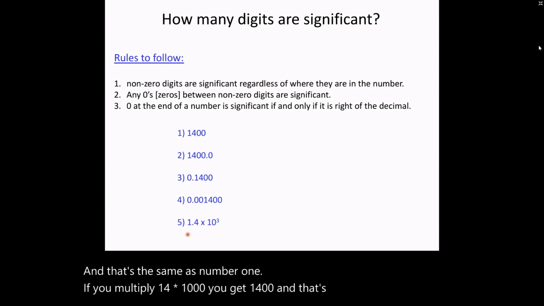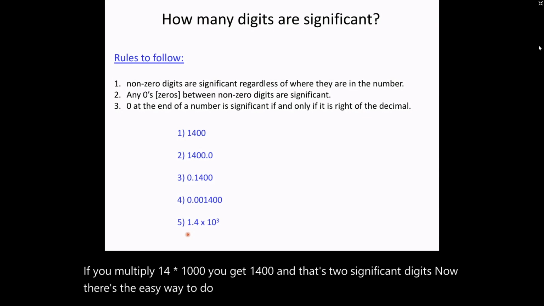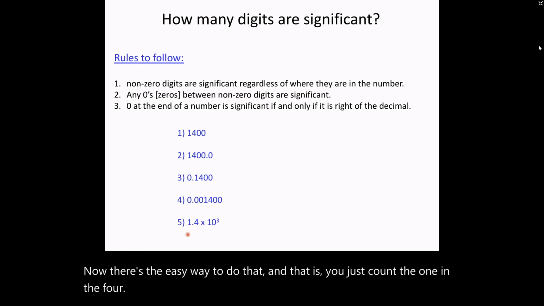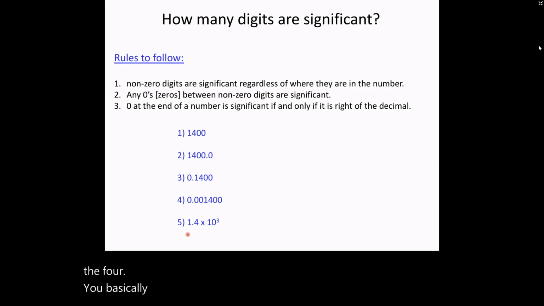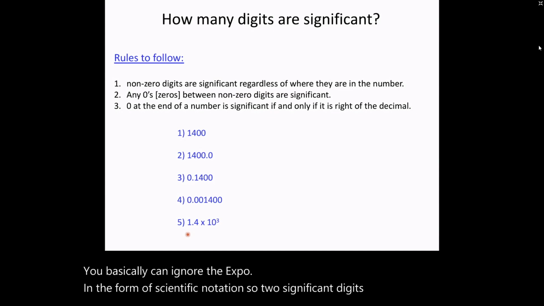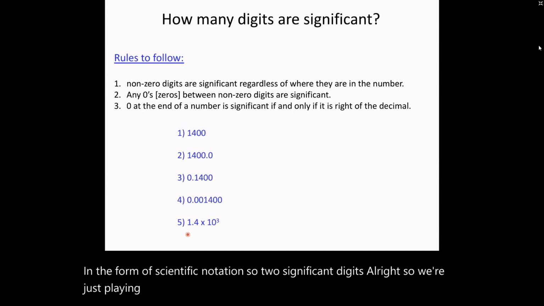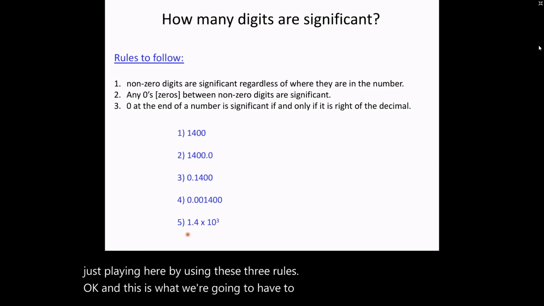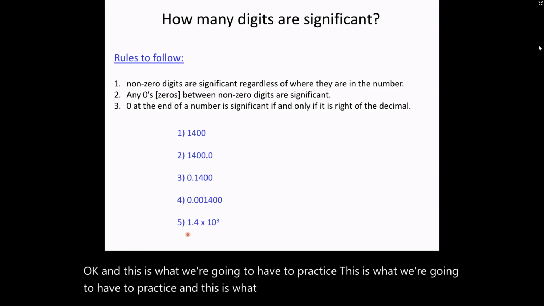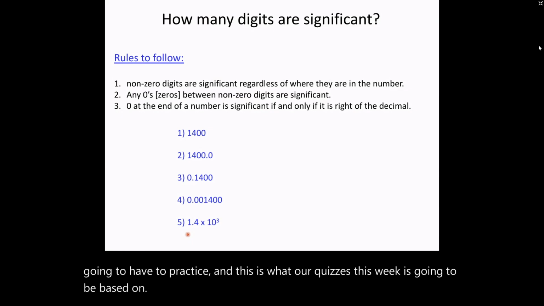Now, there's an easy way to do that, and that is you just count the 1 and the 4. You basically can ignore the exponent in the form of scientific notation. So 2 significant digits. All right, so we're just playing here by using these 3 rules. And this is what we're going to have to practice, and this is what our quiz this week is going to be based on. All right, so I'm going to go on.